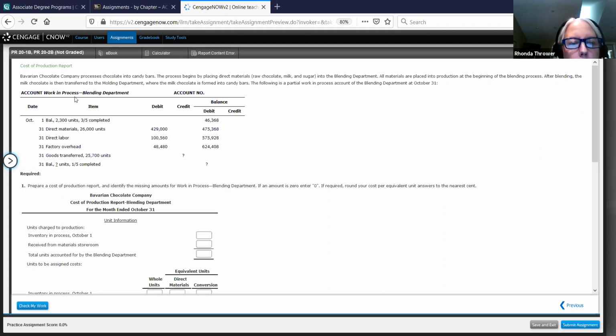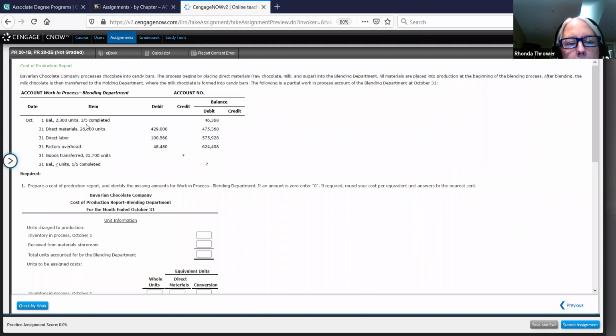This is a ledger account for work in process. Remember, work in process is an asset account. So any balance that's brought forward would be coming from the previous accounting period. In this problem, the previous accounting period is the month of September. So we brought forth some items from September. What we do know is that the number of units that we're working on from September that we're transferring into October is 2,300 units. And we also are given the information that these units are 3/5 completed.